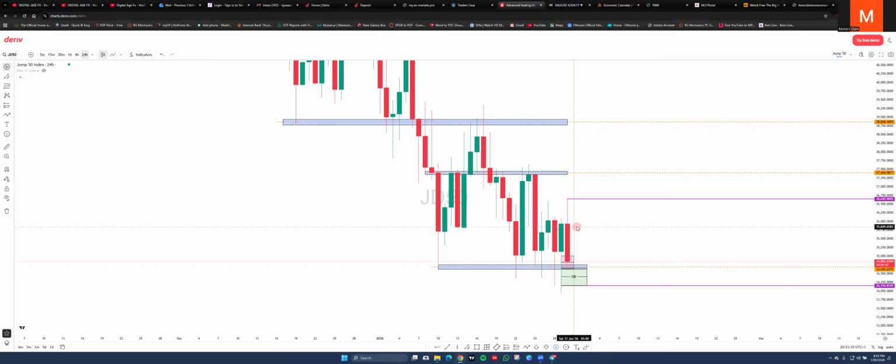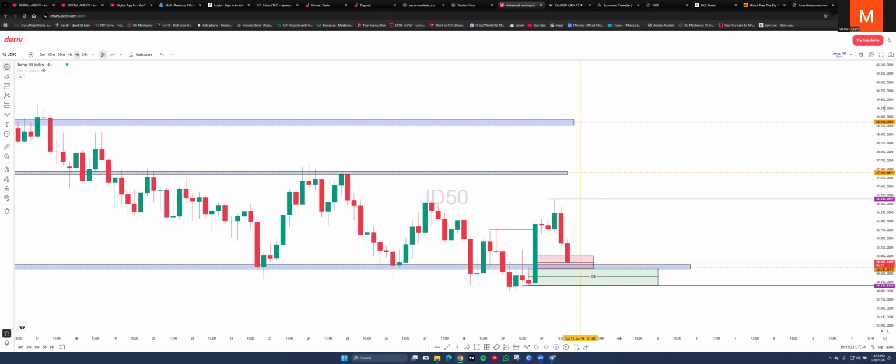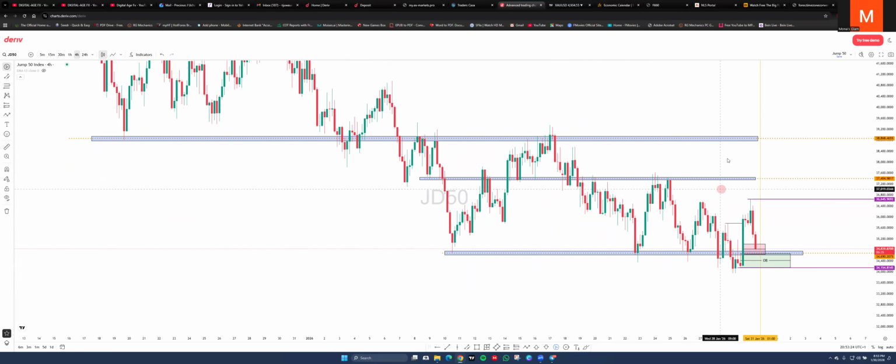Buyers are coming in little by little. So by the time this market moves, it might actually skyrocket back to this high here. But let's see what 4 hours says.